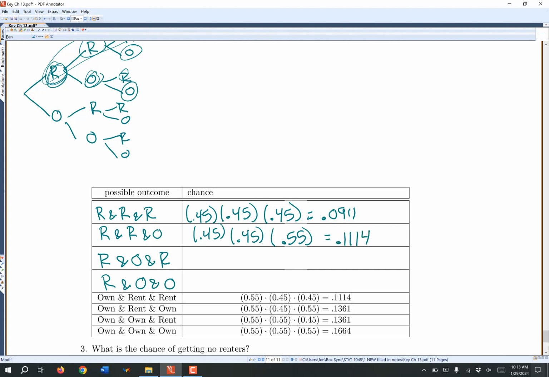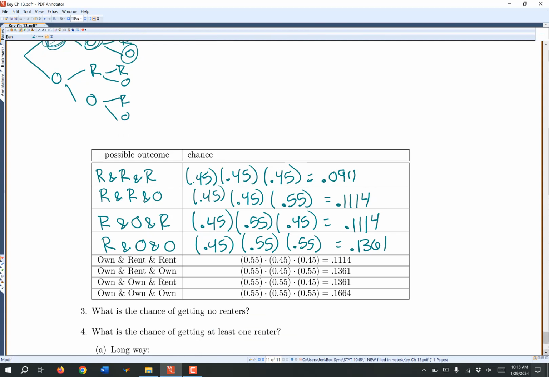And so I have to find the probabilities like this for every single one. So my next one would be rent is 0.45, and means times, own has a probability of 0.55, and rent is 0.45. So that's also 0.1114. Okay, if I want rent and own, well, those chances are 0.45 for rent times 0.55 for own times 0.55 for own, which gives me 0.1361. So these are 8 possible outcomes, and I'd have to find the chance for each one individually, which takes a long time.